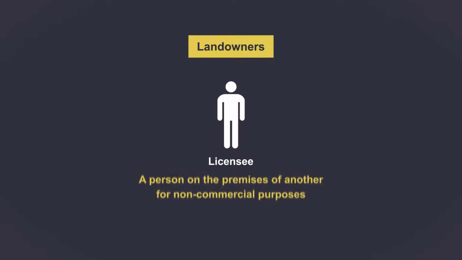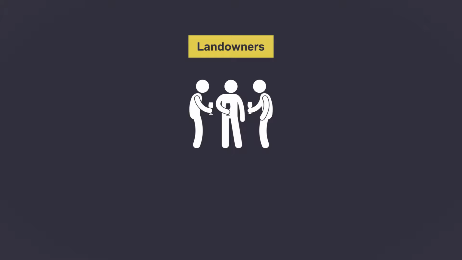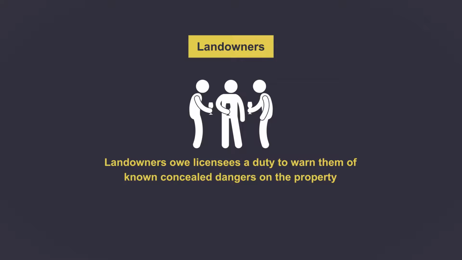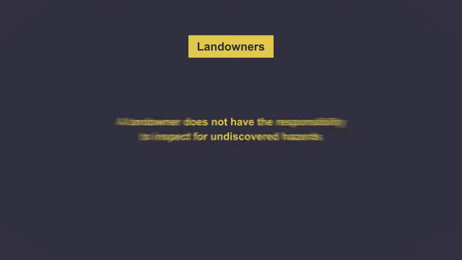A licensee is a person on the premises of another for non-commercial purposes. An individual attending a party at the home of another, for example, is likely a licensee. Landowners owe licensees a duty to warn them of known concealed dangers on the property. An example of a concealed danger would be a loose step on the porch or a very slippery walkway that is not obvious to the visitor. Unlike the duty owed to an invitee, a landowner does not have the responsibility to inspect for undiscovered hazards.